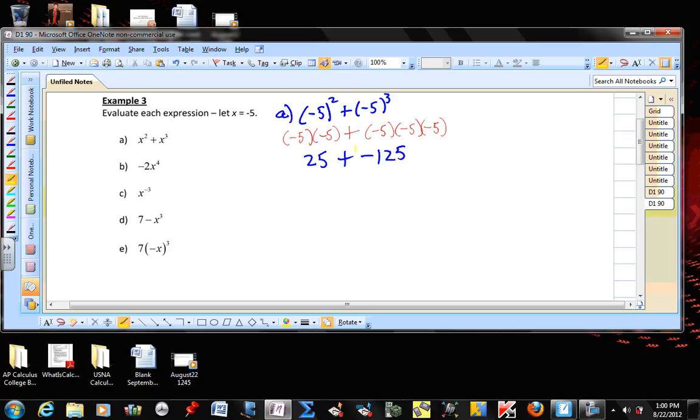We got a double sign here, plus negative. Some people like to use that. It's okay. I prefer not to use that. So adding a negative is the same thing as subtracting. We call this 25 minus 125, and that is negative 100. So to evaluate means find the value of. The value of our expression in part A is negative 100 whenever x is -5.